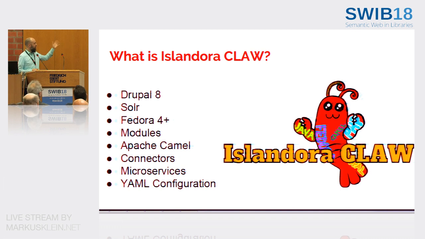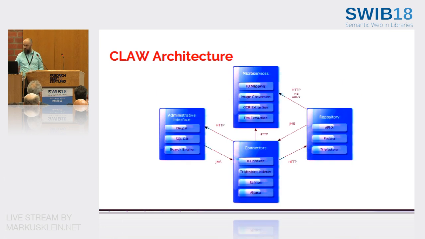So this is just a list of components. Islandora, the newest version of it, is based on Drupal 8. So Drupal is a very well-known platform for building websites. It integrates Solr, Fedora 4, and soon to be 5.0. So they're testing the 5.0 release candidate now. It has a set of modules. It uses Apache Camel, so again, following the same paradigms that we follow in architecting Fedora, and a series of connectors and microservices and configuration files. So very much in alignment with how we're doing things on the Fedora project.